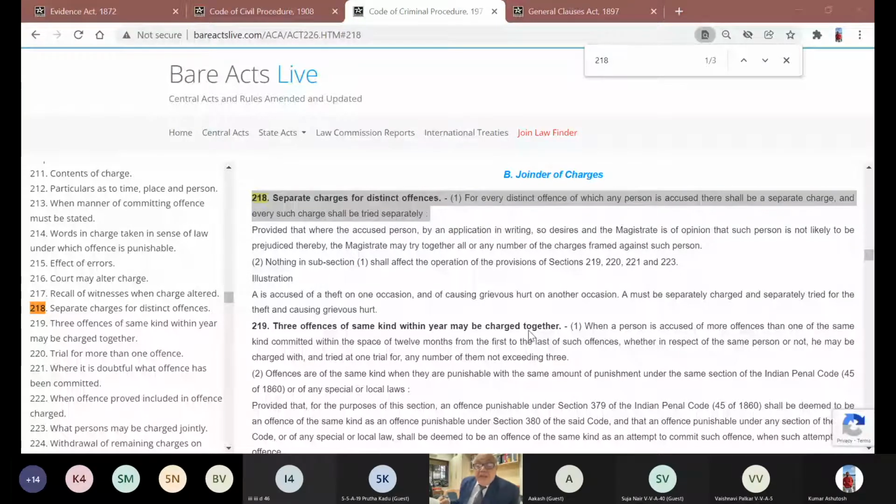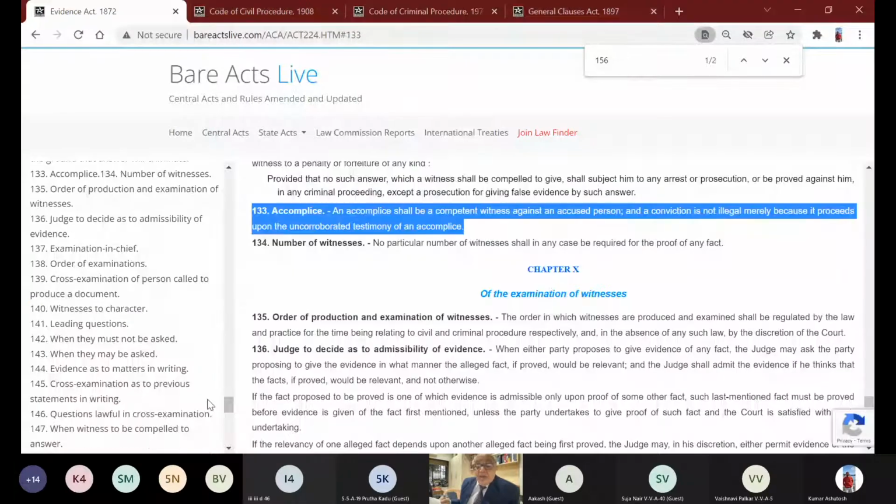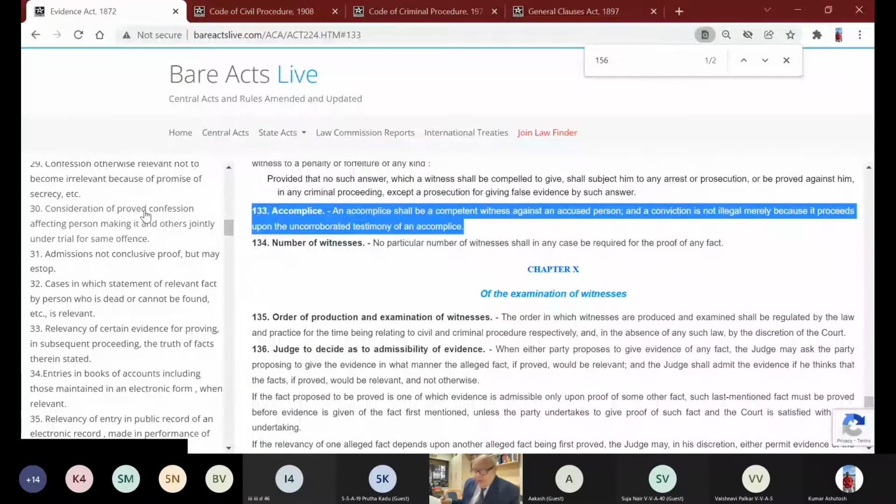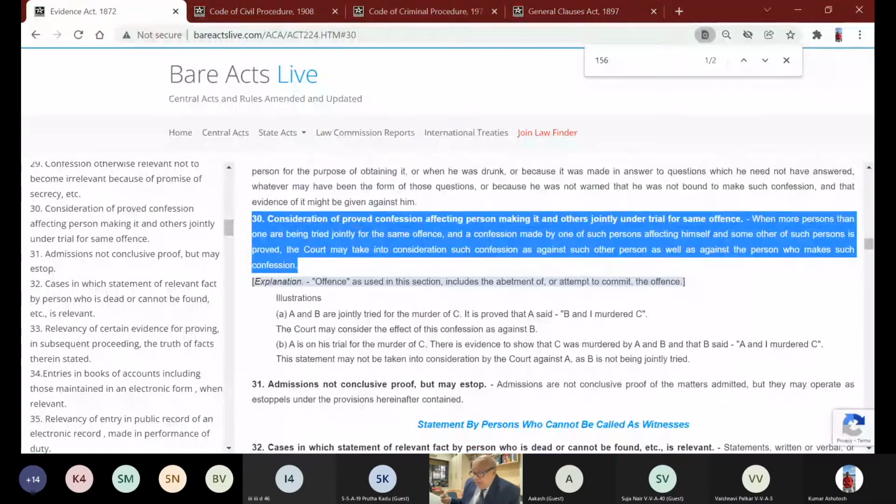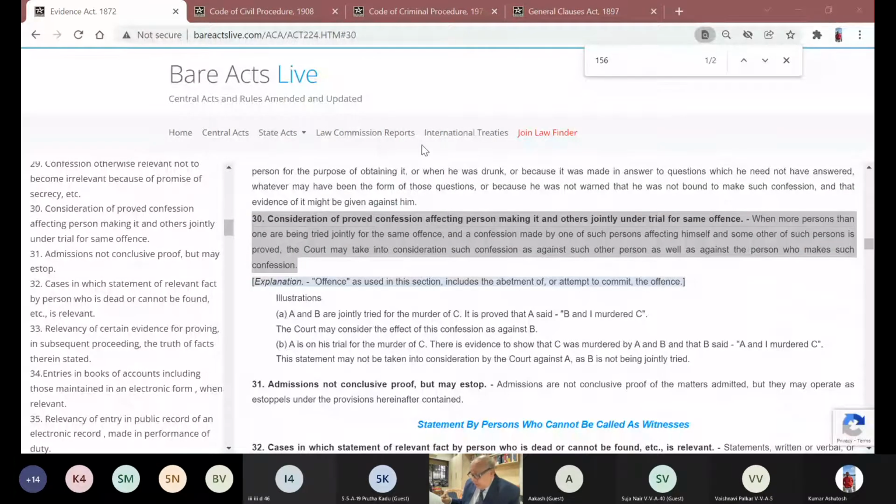So when is he implicating? When can he implicate the other party? When can his evidence be accepted? See section 30. Consideration of proved confession affecting person making it and others jointly under trial for the same offense. Underline the word jointly.